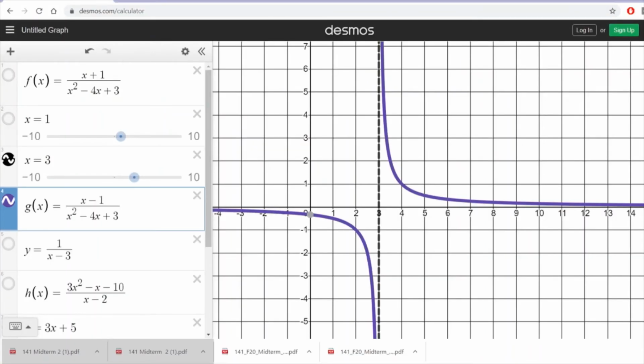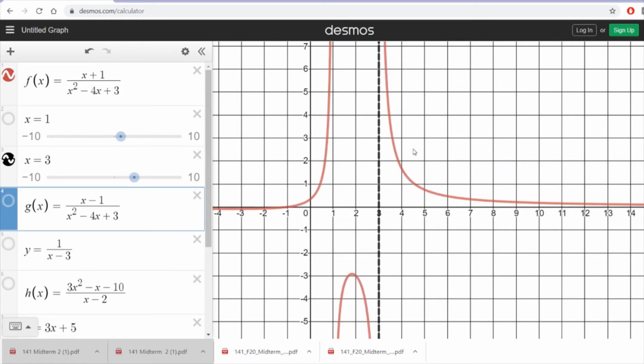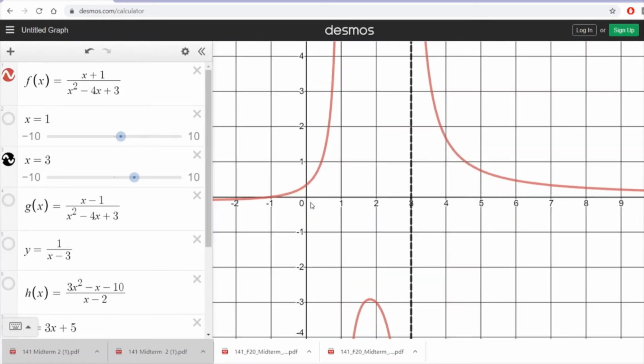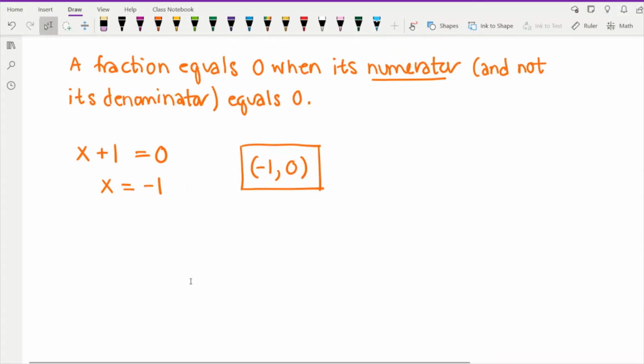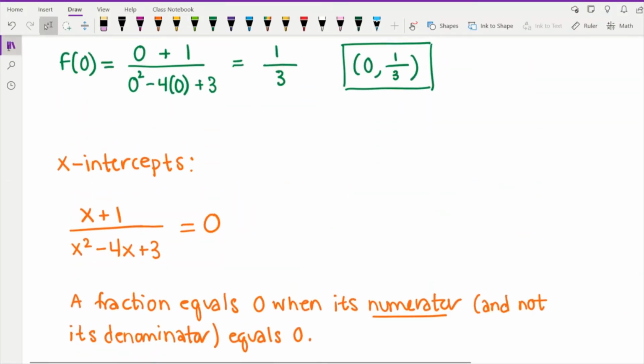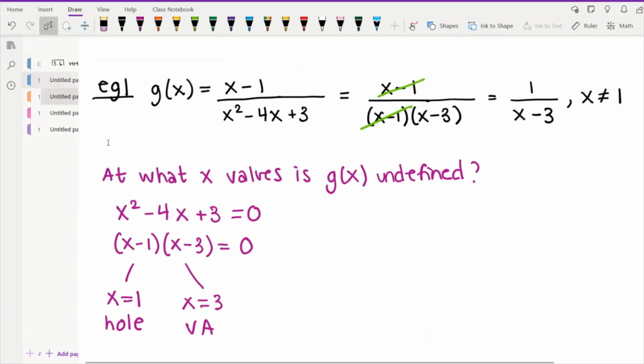Okay, so let's look at our graph. That is not our graph, that was the second one. So here's our first graph. We can see that it does in fact have an x-intercept at (-1, 0). So that's what we said. And then its y-intercept is at (0, 1/3). So we can see that what we found is in fact correct. Okay, so let's do the other example.